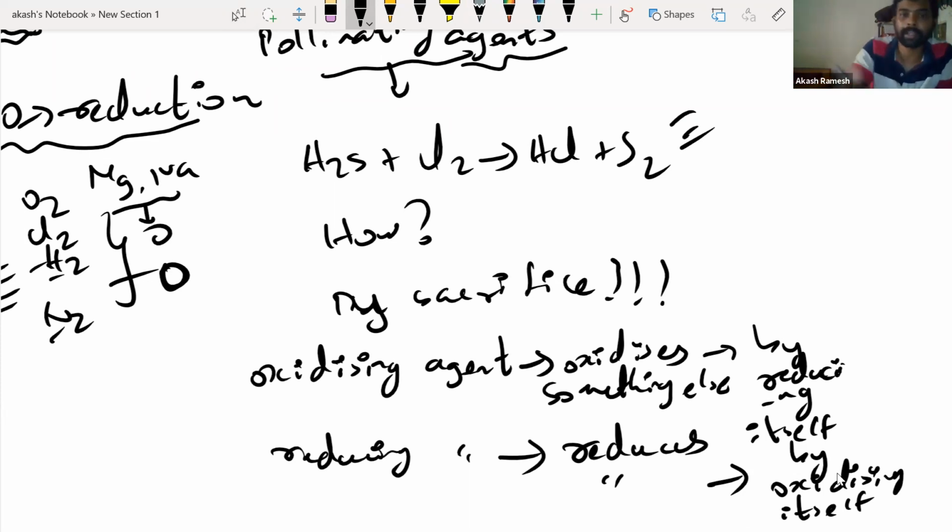Can you tell me, in this reaction we saw, which is undergoing oxidation? What is undergoing oxidation here? In this reaction, which is or what is undergoing oxidation? Just now we saw, right?